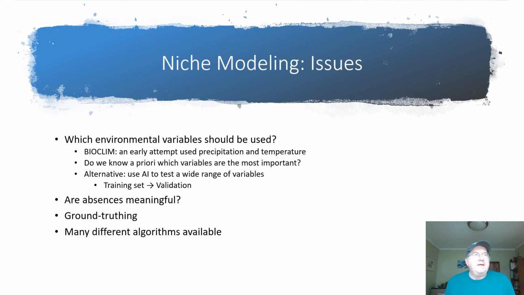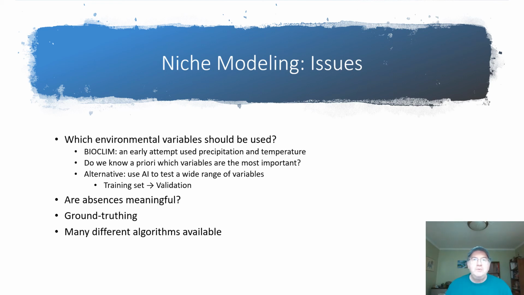So this has become very popular and is rapidly becoming an ever more complicated exercise. A number of questions occur with niche modeling. The underlying logic is sound, but there are a lot of areas in which we need to be careful. For example, I said we're going to measure the values of environmental variables at the sites where the specimens were collected. Which variables?